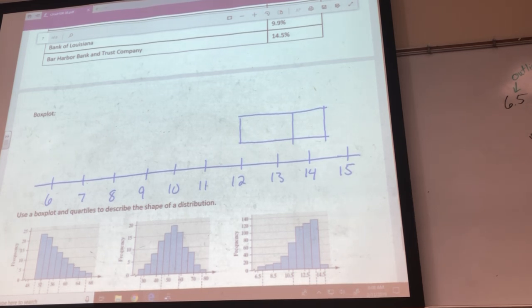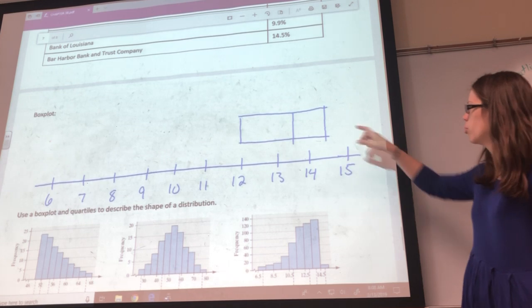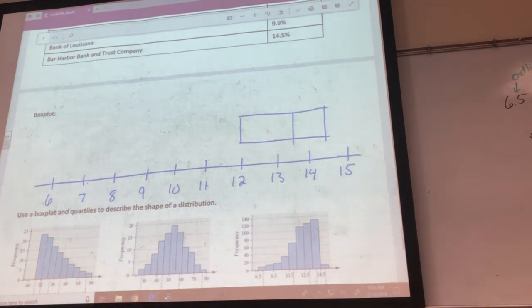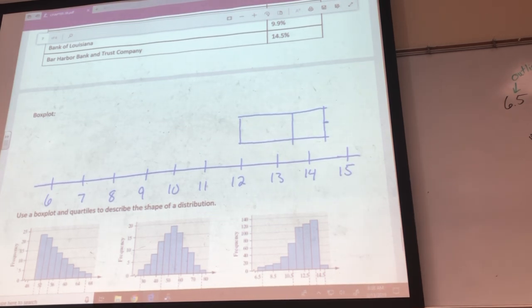Now I have to do the whiskers. I'm actually going to start with the upper whisker because it's easier to do. My upper whisker is 14.5, which is actually really close to that one. So from 14.4 to 14.5, those are going to be really close. So I'm just going to draw a very short horizontal line, and that's a really, really short whisker for that one.